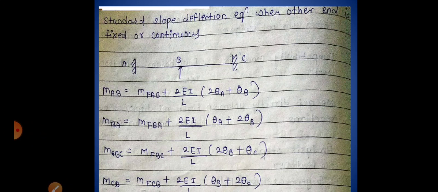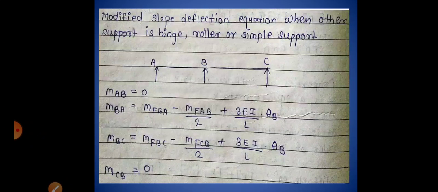Okay, so these are again the standard slope deflection equations when the other end is fixed or continuous, and this is another set, the modified slope deflection equations, when the other support is hinge, roller or simple support.